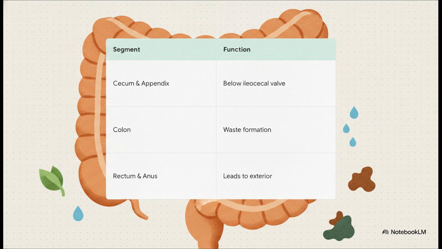We start at the sac-like cecum and appendix located just below the ileocecal valve. Then we travel up, across, and down the colon, so that's the ascending, transverse, descending, and sigmoid colon. The colon's primary job is finalizing water absorption and actually forming the waste. Finally, we reach the rectum and the anal canal, which are the final segments leading directly to the exterior.